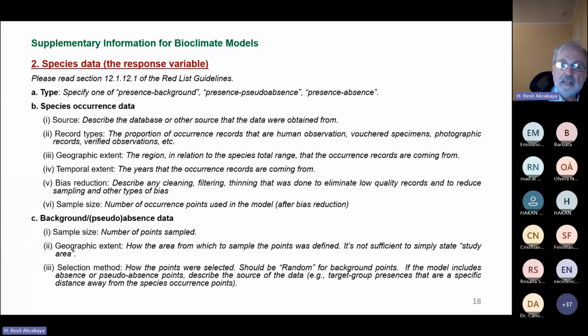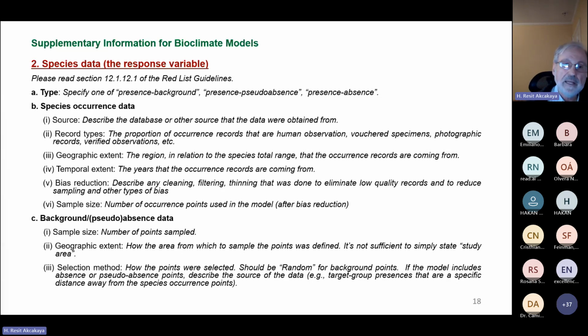The second section is species data. Now, I don't know how many of you know about bioclimate models or species distribution models. For instance, Maxent is one of them. Maybe you have used it or you have heard about it. These are basically regression models, right? Statistical models. Because they are statistical models, they have a response variable and a number of predictor variables or explanatory variables. So in this case, the response variable is the species data. And there are 2 types of species data. One is occurrence data, where we see the species, and the other one is where we don't see the species, absence data. So these are called presence absence data. In some cases, in most cases, you don't have absence data. Instead, you use background data or pseudo absence data.